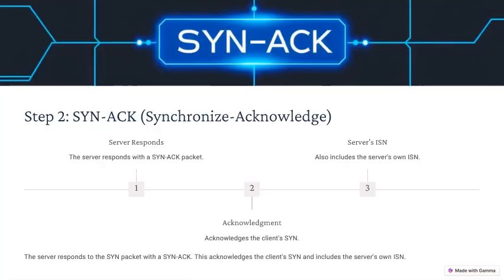Upon receiving the SYN packet, the server responds with a SYN-ACK packet. The SYN-ACK serves a dual purpose. First, it acknowledges the client's SYN, indicating that the server has received the connection request. Second, it includes the server's own ISN. So the SYN-ACK packet says, I have received your connection request, I acknowledge your starting sequence number, and my own starting sequence number is the server's ISN value.